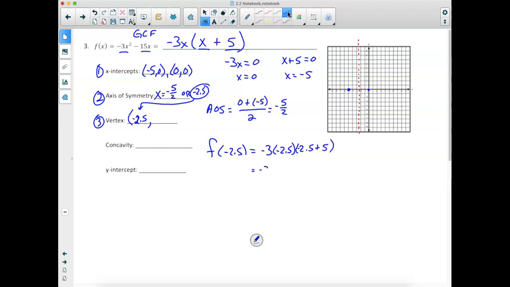So that is negative 3 times negative 2.5 times 2.5. And I say a negative times a negative times a positive, I'm going to get a positive answer. And what I get when I multiply those three numbers is 18.75. So my vertex is at negative 2.5 comma 18.75.